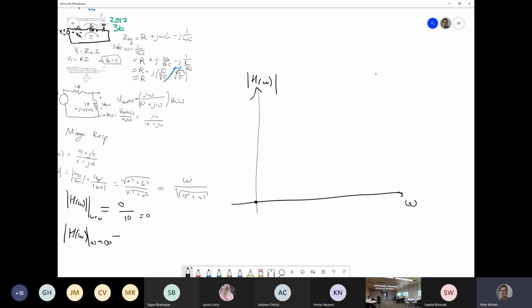As omega approaches infinity, we can work our limits out here, right? Omega squared is going to be way bigger than 10, like that's 100. This is going bigger and bigger. So this is pretty much just going to be omega squared, square root becomes omega. So omega divided by omega is going to get close to 1, right? So that's our horizontal asymptote there. And then to figure out what's going on in the middle, so that approaches 1.